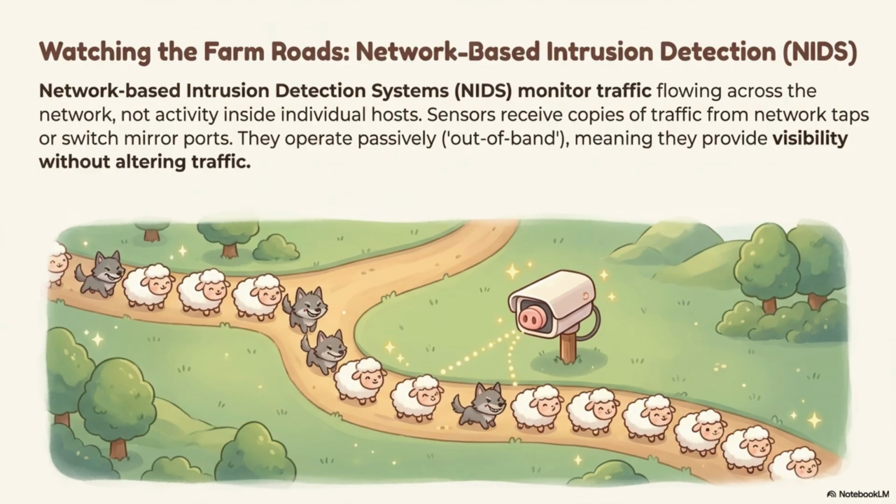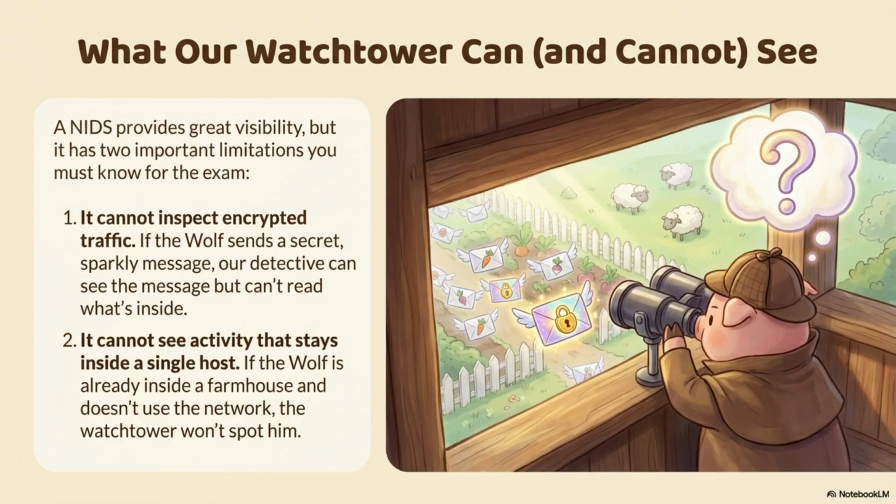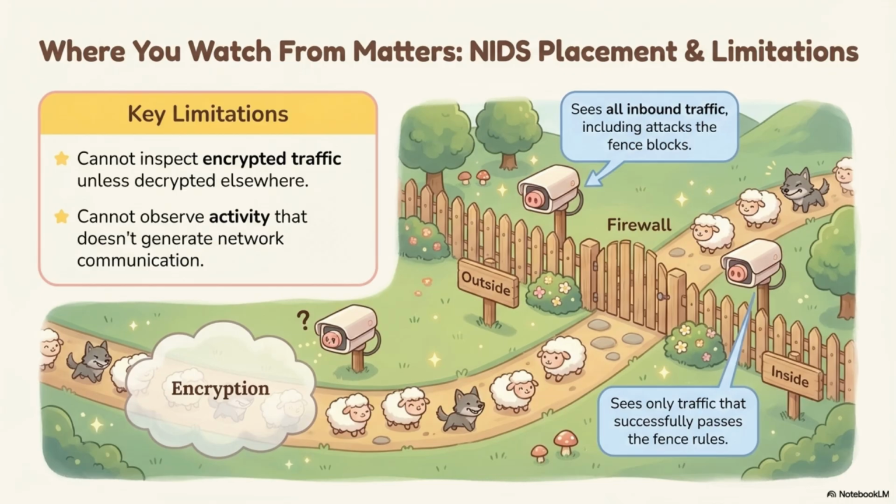A NIDS has important limitations that are commonly tested. It cannot inspect encrypted traffic unless the traffic is decrypted elsewhere, and it cannot observe activity that does not generate network communication. These constraints are trade-offs, not failures, and they explain why host-based and network-based controls are often deployed together rather than alone.